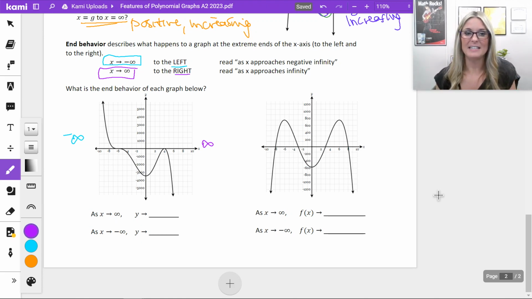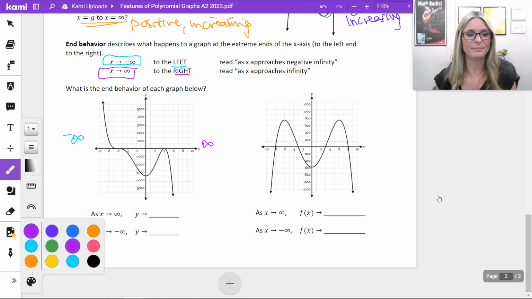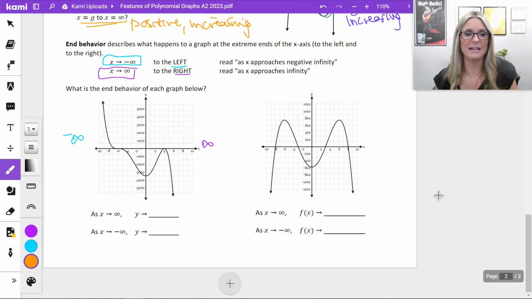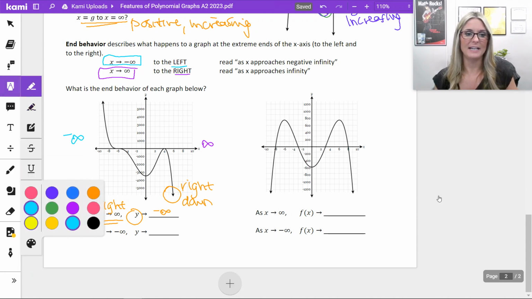Let's identify the end behavior for each graph below. In this first one on the left, our notation here says as x approaches infinity. That is to the right. We are going to answer the question, what is happening to our y values? So I'm looking at the right side here. As x is approaching the right, what is the y value doing? The y value is going down or is approaching negative infinity. So the part that we are filling in is that negative infinity piece right there.